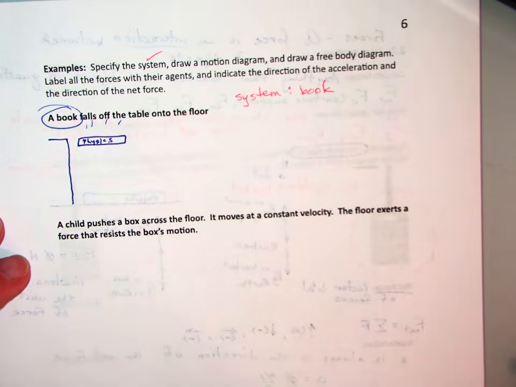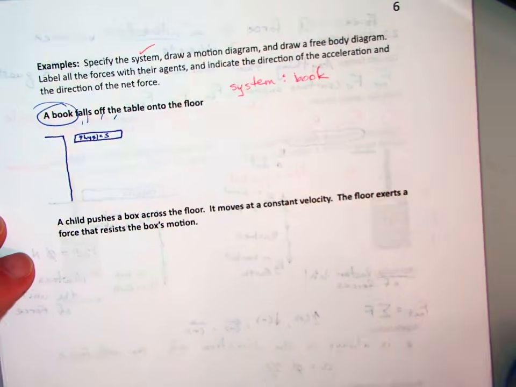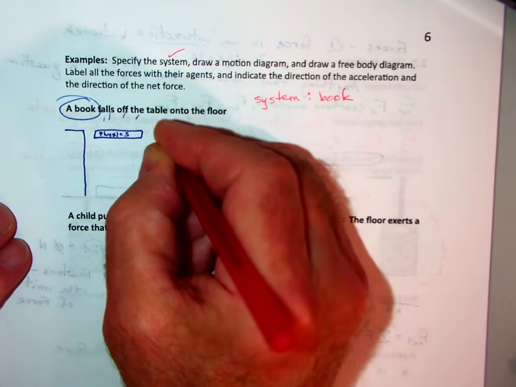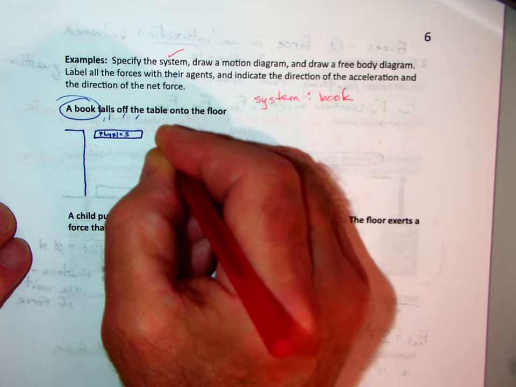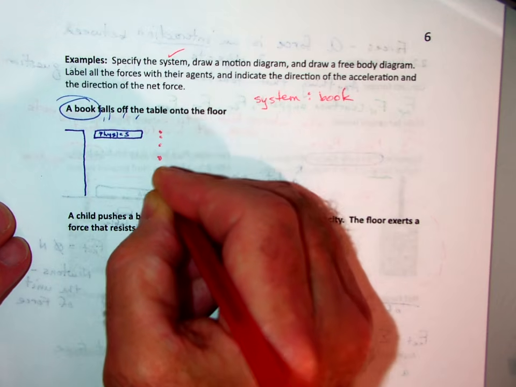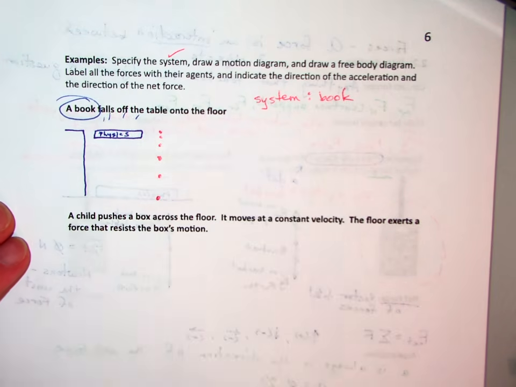Motion diagram. Well, as you saw from your free fall lab, the motion diagram for this is dots that start close together and progressively get further and further apart. That is the motion diagram.